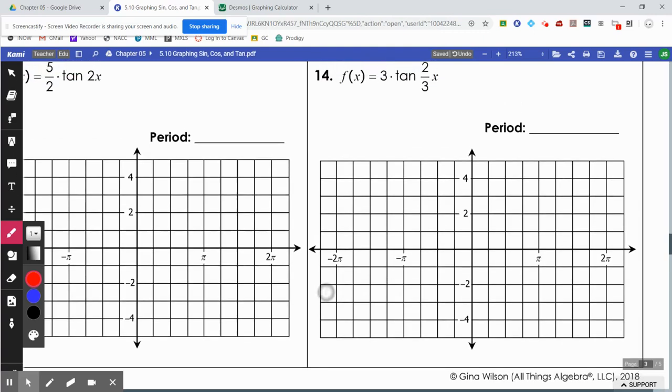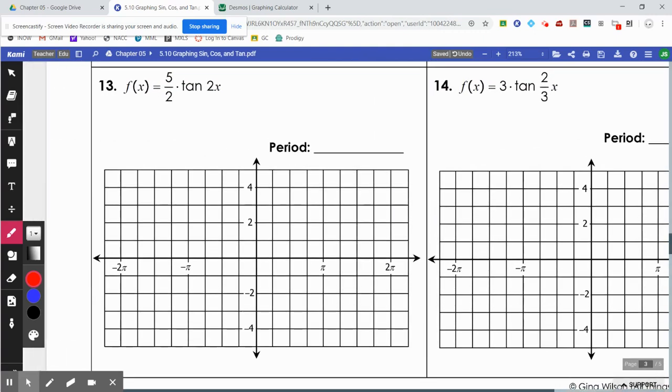Number 13. Y is equal to 5/2 tan of 2x. So your period is going to be pi divided by your b value, which is going to be 90 degrees. You can use Desmos to find some values and graph it, or again, you can use your formula for your asymptote lines to find those.